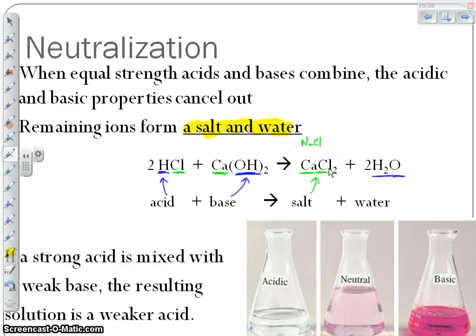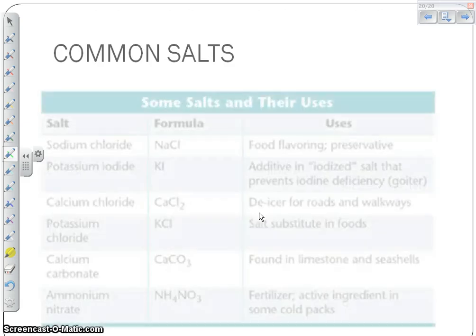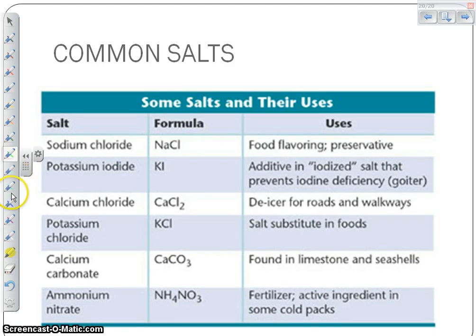Okay? And if we have a strong acid mixed with a weak base, your resulting solution is going to be a weaker acid, so it's going to take it back towards your neutrality of 7. On the opposite end, if I mix a very strong base with a weak acid, we're going to get that returned back towards the neutral direction, having a weaker base as a product there. Okay, and this is just an idea of some common salts we have. So just because you don't recognize the salt doesn't mean it doesn't exist.